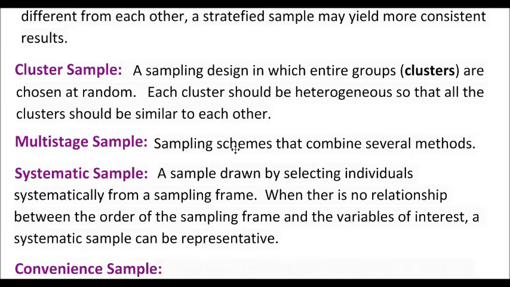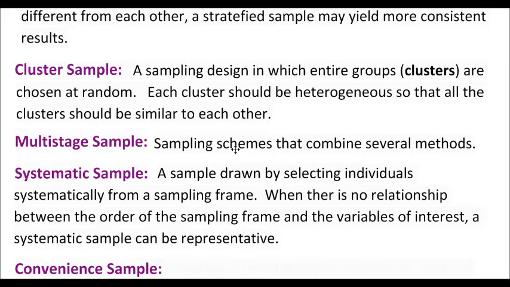When there is no relationship between the order of the sampling frame and the variables of interest, this is okay. When it's just a completely randomized list. But if you're dealing with something, for example, if I were to take all of the phone numbers in the alphabet and only pick the first 100 names, that's a system. It's not a good system, but it's a system. That is a systematic sample.